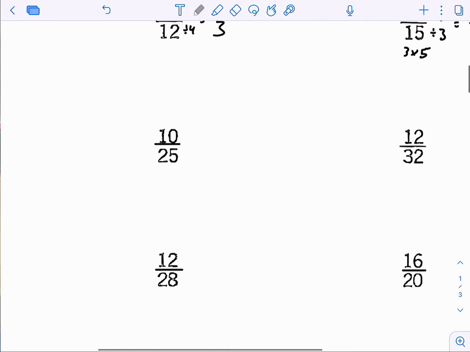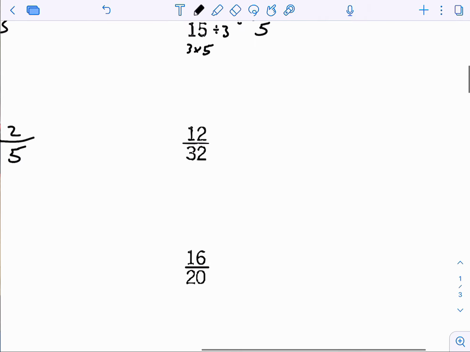Okay, 10 and 25. So when I think of 25, 5 times 5, 5 goes into 10. So I'm going to divide each by 5. So it's going to give me 2 over 5. 12, 32. So looking at the 32, 4 times 8 is what comes to mind for me. So will 8 go into 12? No. Will 4? Yes. So divide by 4, divide by 4. Okay, so I'm going to get 3 over 8.